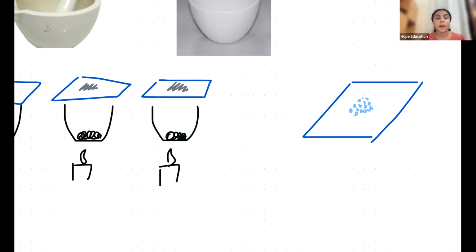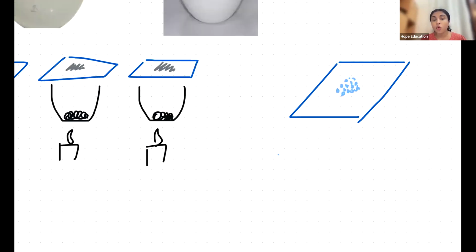Next, children, in the lab we have something. It is called anhydrous cobalt chloride. It's a powder. Anhydrous cobalt chloride.